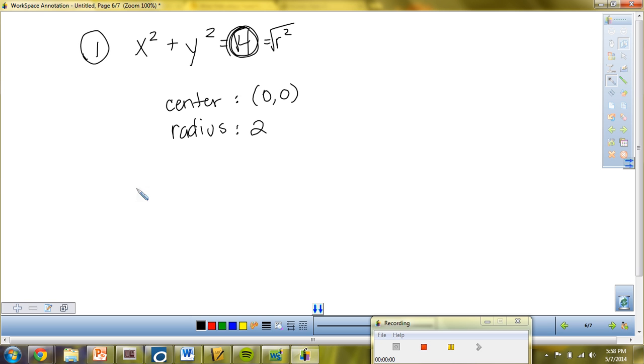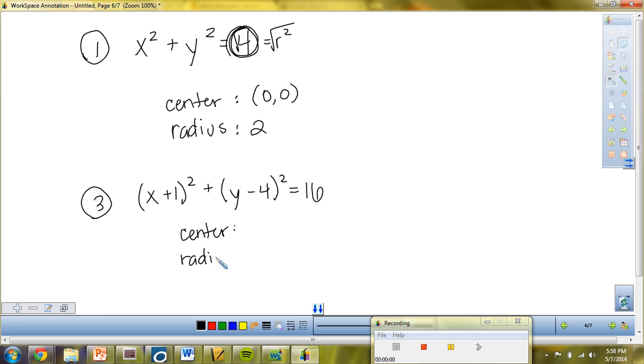And then let's also look at the example number 3. Here they're giving me x plus 1 squared plus y minus 4 squared equals 16. Again, they want me to find the center and the radius. So looking at this equation, we can see it's very different from equation 1 because here we do have the h and the k. So I know my center is not going to be at 0, 0.